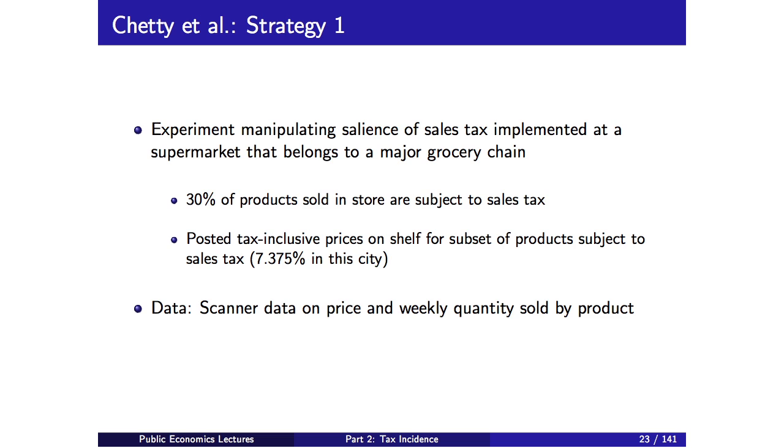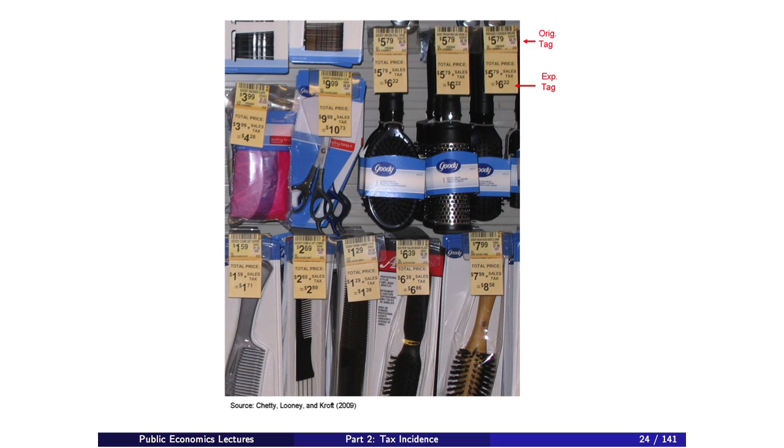So 30% of products sold in this store, like in other grocery stores, are subject to sales tax. And what we did is posted tax-inclusive prices on the shelf for a subset of the products subject to sales tax, which is 7.375% in this city in Northern California. And we use scanner data on price and weekly quantity sold by product in order to evaluate the effects of the intervention. So let me first show you what the intervention was.